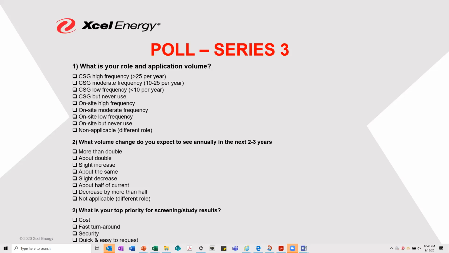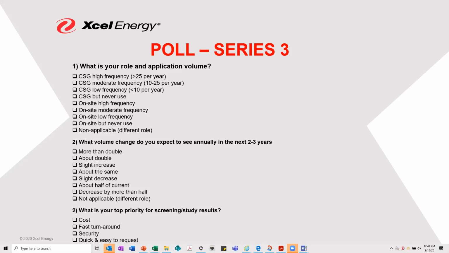Could you explain the difference between, in question 3, there's fast turnaround and quick and easy to request? Is quick and easy to request implying the needed modifications are quick and easy to request, whereas fast turnaround is quick and easy getting the results? To request. Yeah, sorry for that ambiguity there. Quick and easy to request means the application process. It's quick and easy to submit an interconnection application.